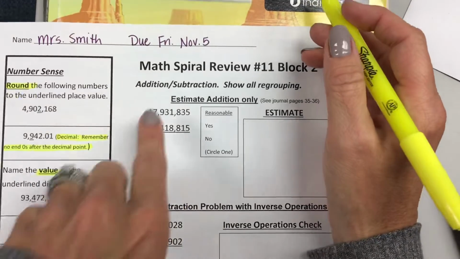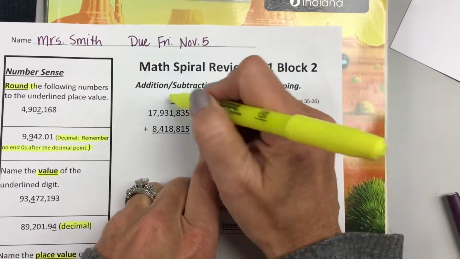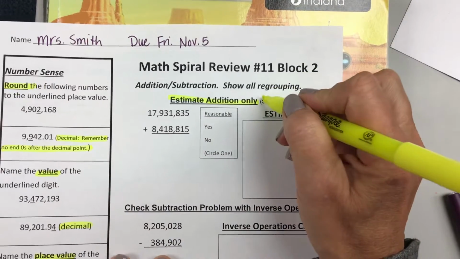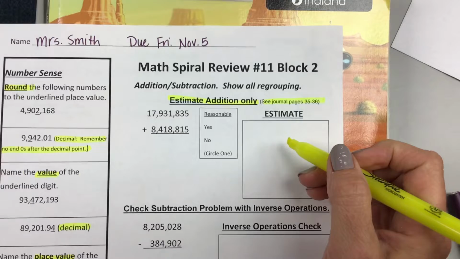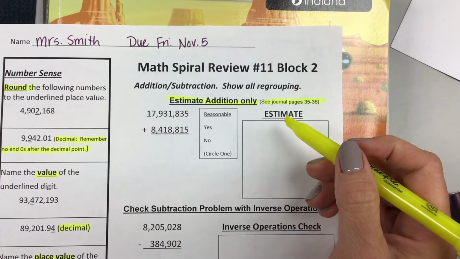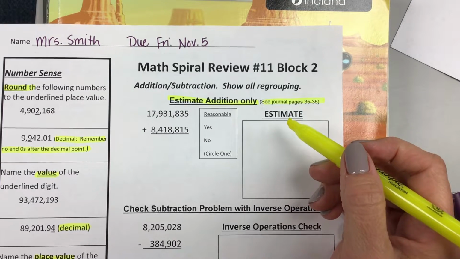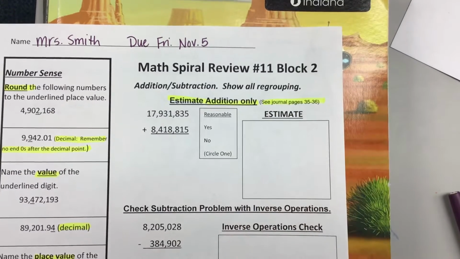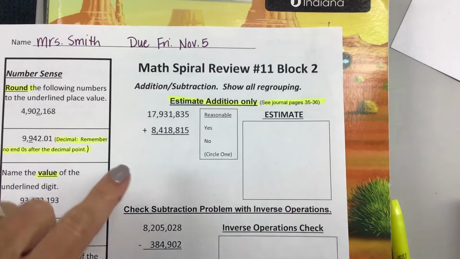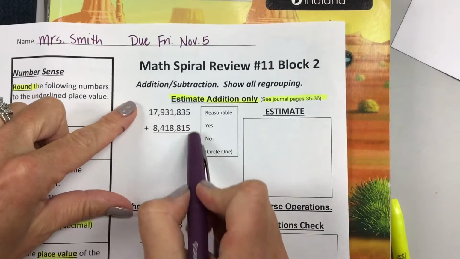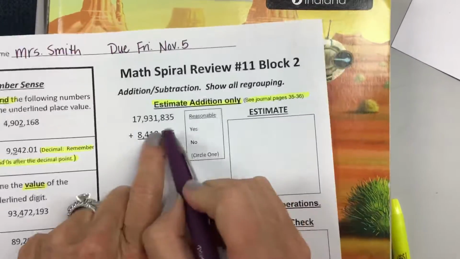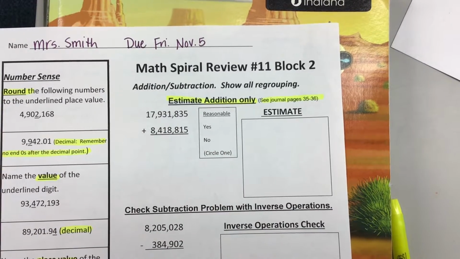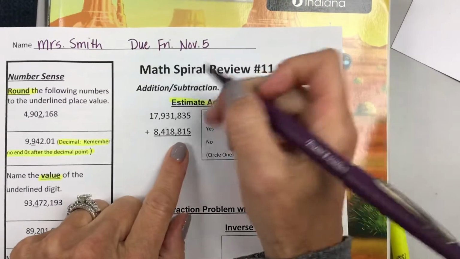On the right side, this one says estimate only, so you can look at your journal pages 35 and 36. It says estimate only, but I'm going to infer that you're also going to need to add this together to decide if your answer is reasonable. Since the directions are a little confusing, let's go ahead and do this one together.